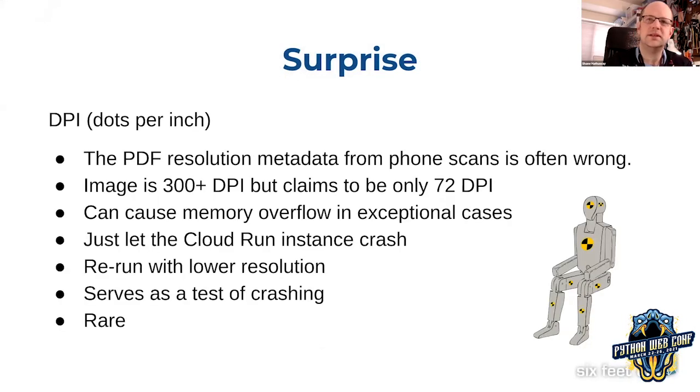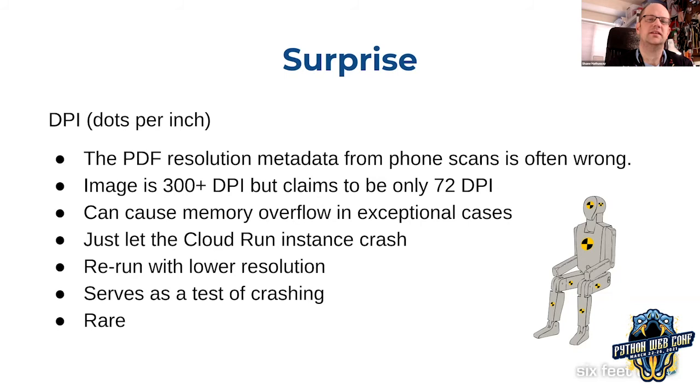Dots per inch. Sometimes the resolution metadata from the phone scans is wrong. So for example, if you get a 300 DPI image, but the PDF claims that the image is only 72 DPI, then you could easily have an image with 10,000 pixels per side. And GCP limits the amount of RAM that we're allowed to use. So sometimes that would cause a memory overflow. We discovered that probably the best way to deal with that is just let it crash.